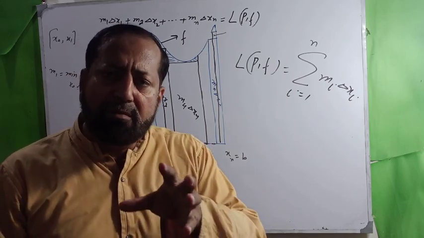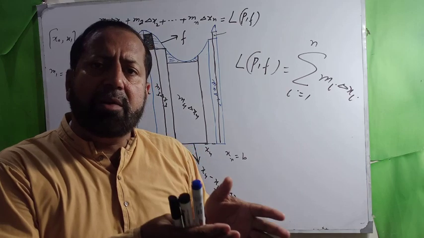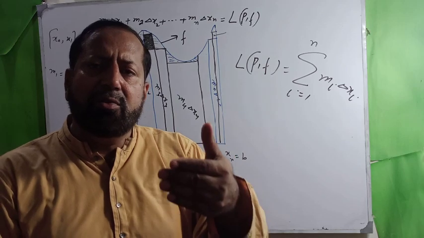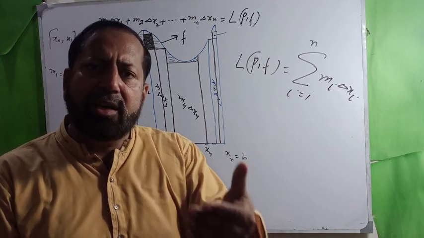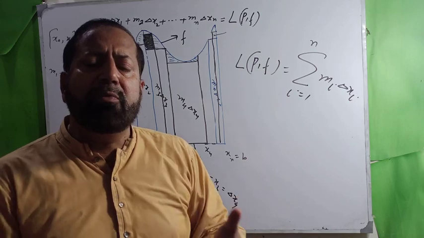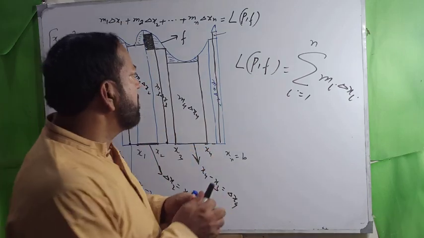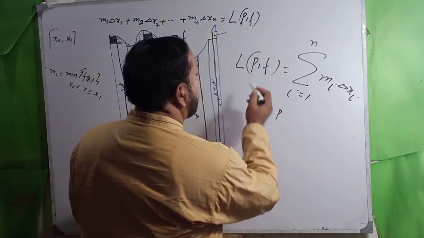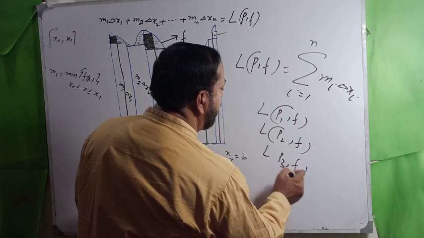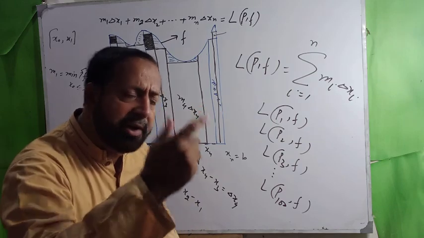So can you find which one would be the better? The one which has greater area. Because you are finding the areas of these rectangles through lower sums, and every time the lower sum is giving you an area which is lesser than the desired area. But you have seen that by adding more points, you are improving your areas. So can you find which area is best? Suppose you have L(P1,F), L(P2,F), L(P3,F), and suppose L(P100,F). You are finding lower sums through different partitions.